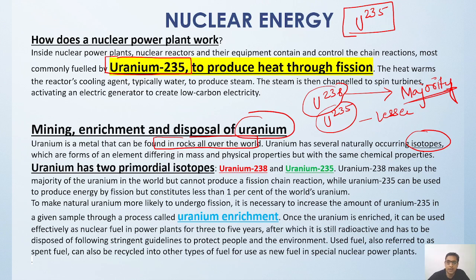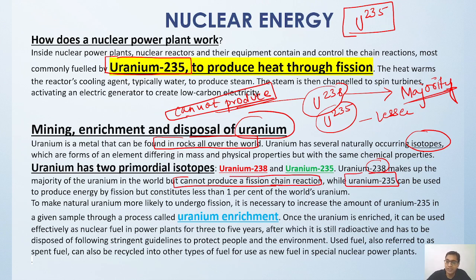Since uranium 238 makes up the majority, the problem is that it cannot produce a fission chain reaction. But uranium 235 is used to produce energy, and the problem is that it is only 1% of the world's uranium that we have. So what do we have to do? To make natural uranium more likely to undergo fission, we need to increase the amount of U-235 in the sample. Whatever uranium we get, if we want a chain reaction, we have to increase more and more atoms of U-235 in it, then only it is going to create a chain reaction.